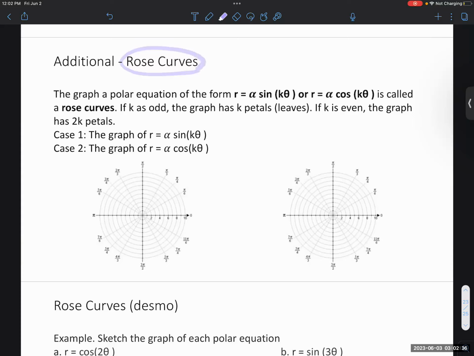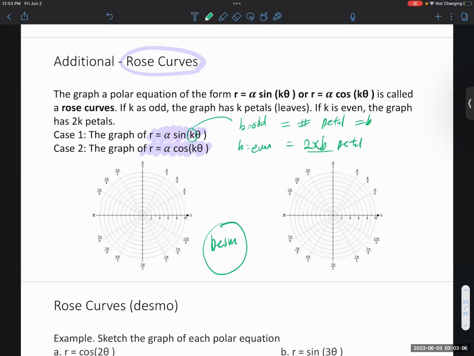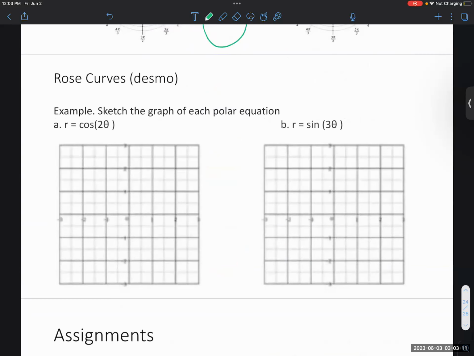So rose, one more time, this is the equation of the rose polar function. Again, you can have sine and cosine. If b, the k spot, is odd, you're going to have the same number of petals as b. But if b is even, you're going to have 2 times b petals. So I want you guys to just explore, just use Desmos. The sine and cosine are the rose polar functions. You can actually graph it and check.